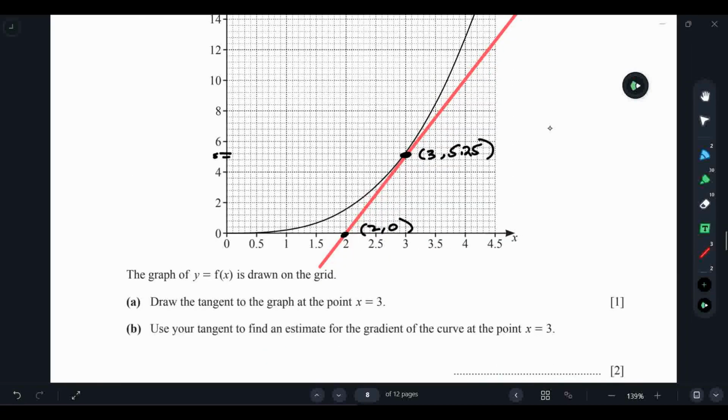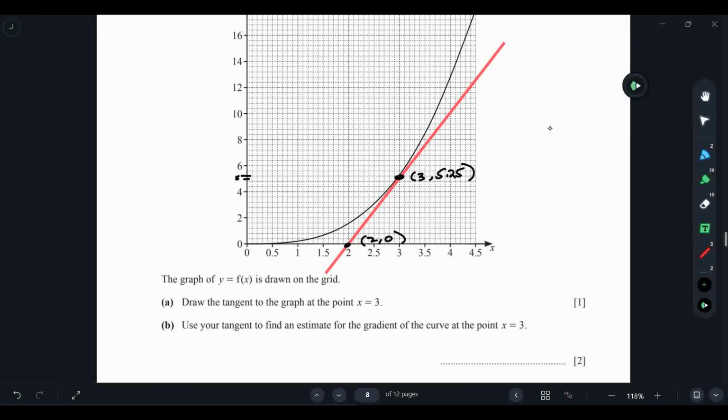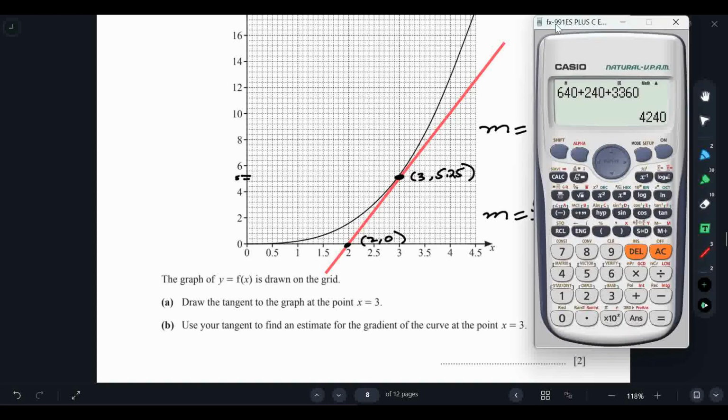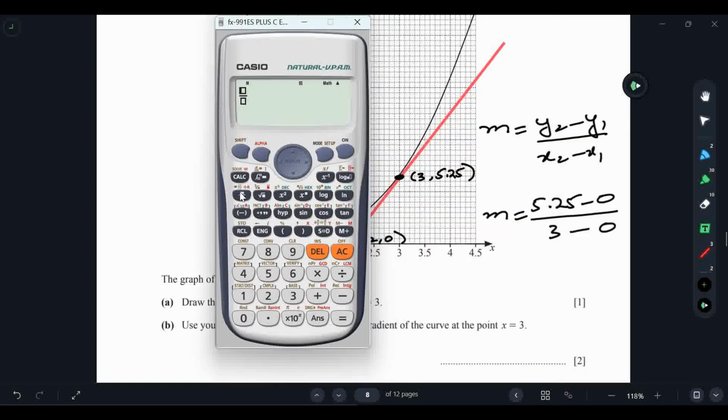Now we need to find out the gradient. So the gradient should be y2 minus y1 divided by x2 minus x1. So the gradient will be 5.25 minus 0 divided by 3 minus 0. So let me check the answer.